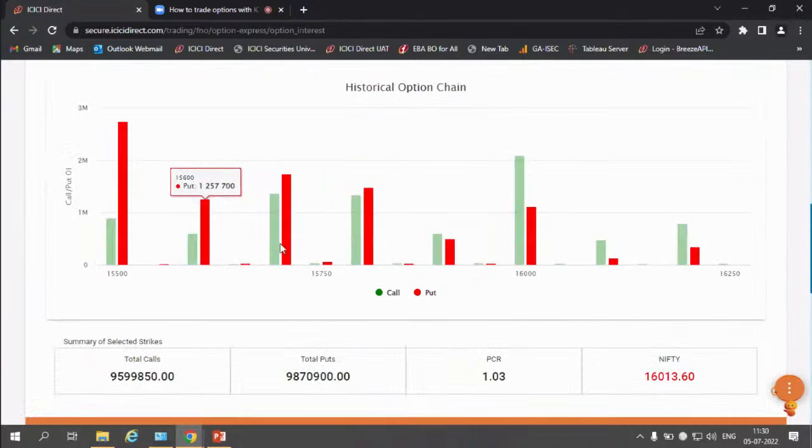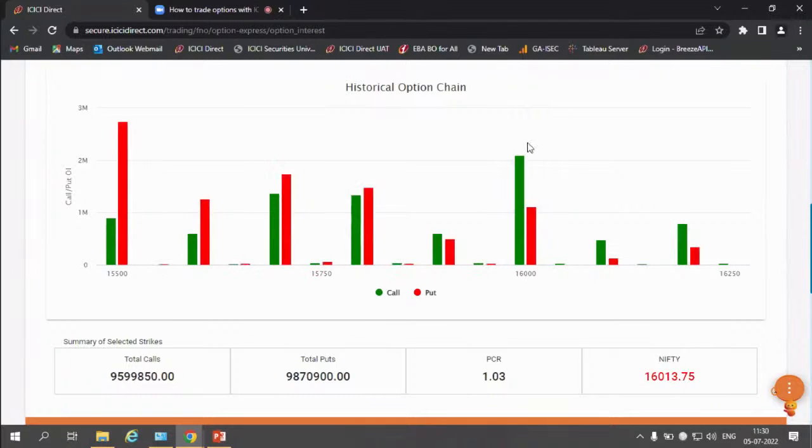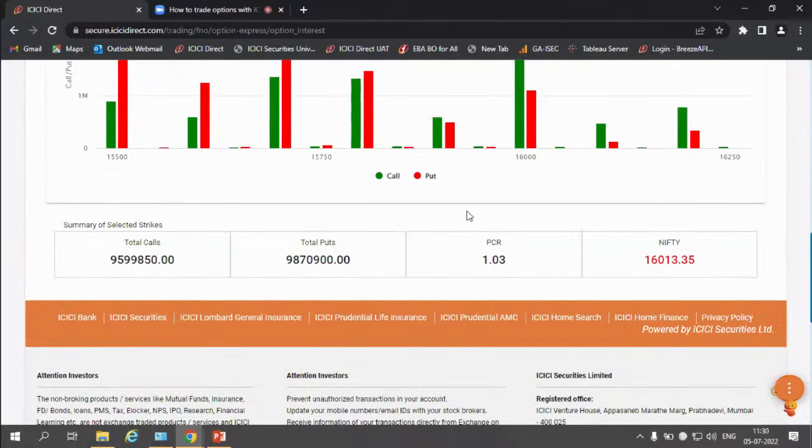Historical option chain is where you'll be able to see what has happened so far cumulatively, and you'll be able to see that the 16,000 call has about 2 million contracts. And similarly on the put side, you can see this 15,500, lots and lots of trading is happening at this particular strike price. And for the call, it's 16,000. So this is the information you will get.